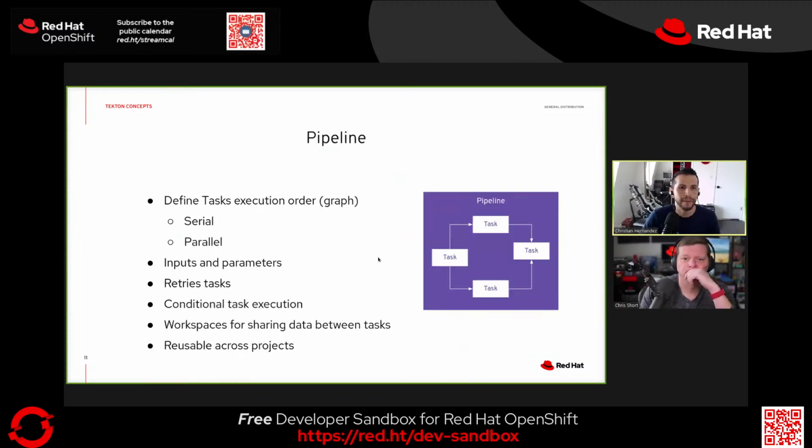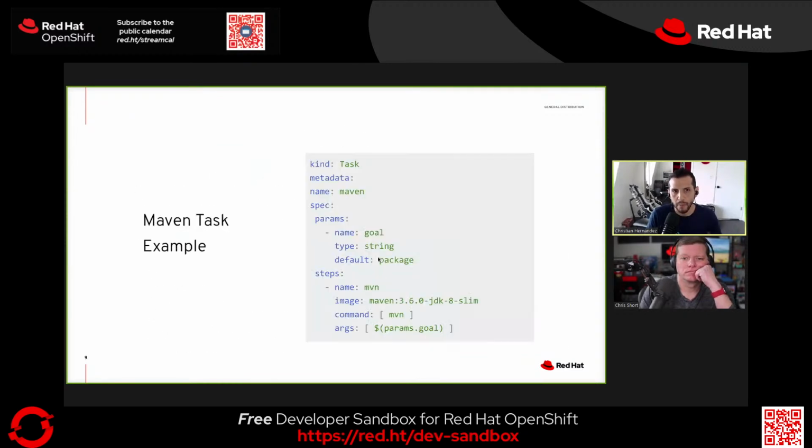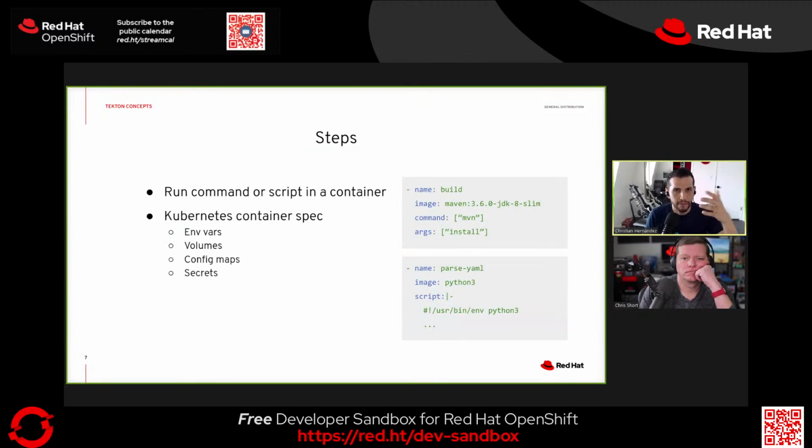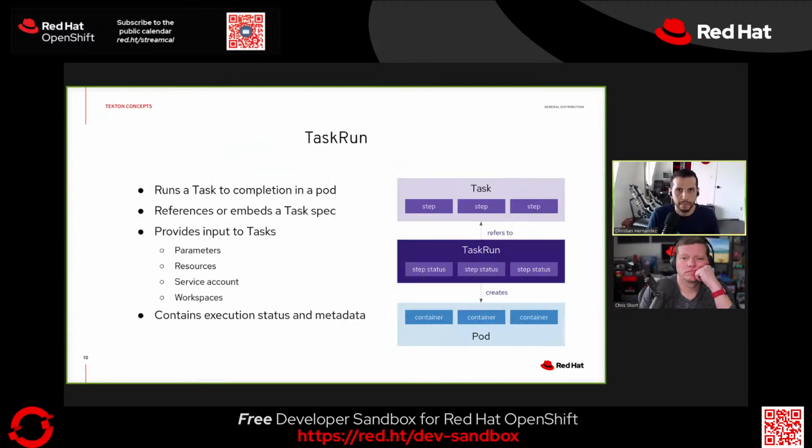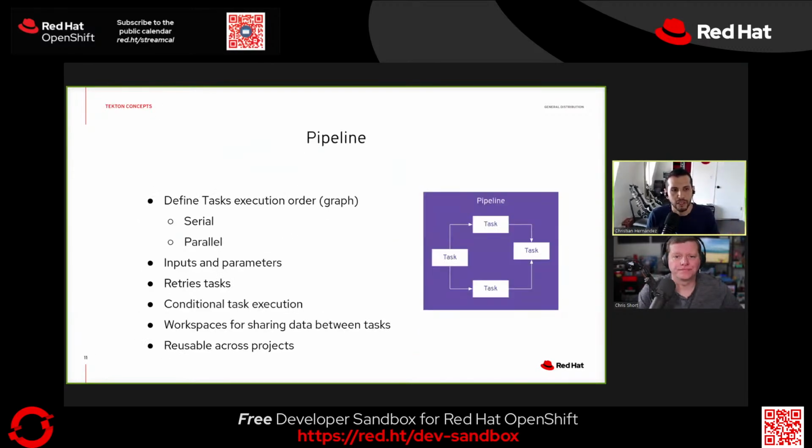And so a pipeline is a collection of tasks, right? So you can kind of see how I'm building this already. There's steps. A task is a collection of steps, and a pipeline is a collection of tasks. And then it basically defines the task execution in order. So you can do things serially, like 1, 2, 3, 4. You can have things run in parallel, things that you want to run at the same time that don't really depend on each other. And then you can put dependencies in.